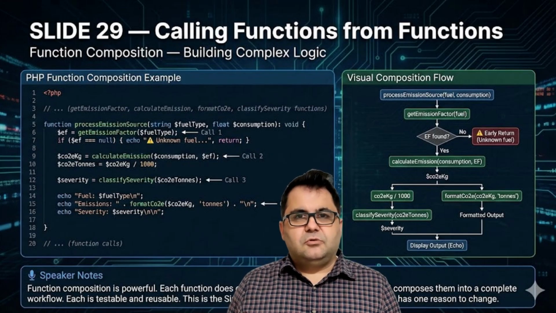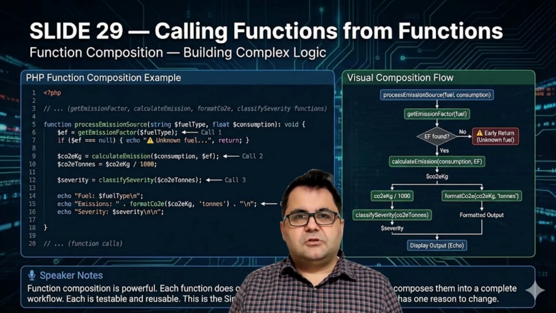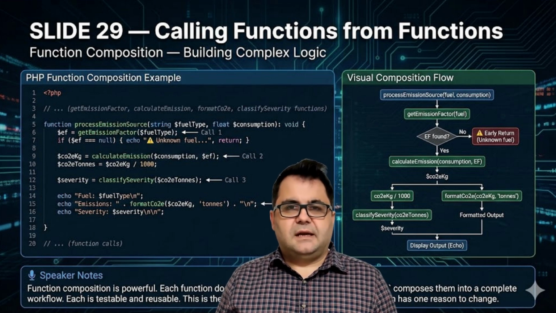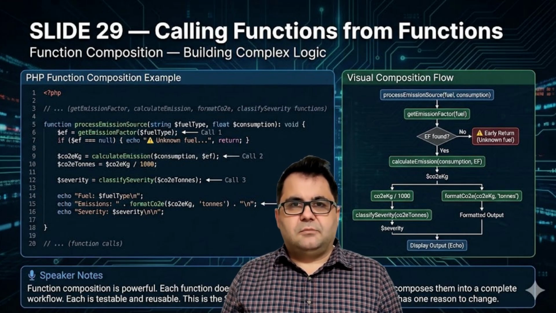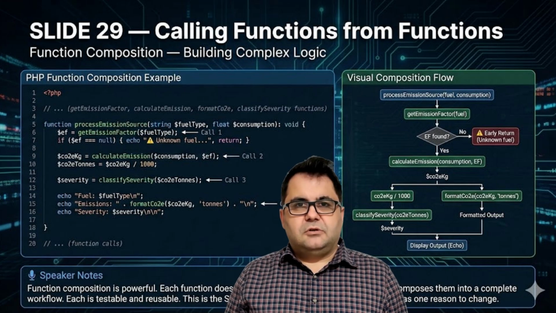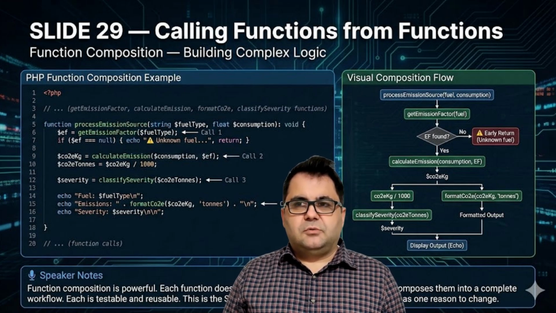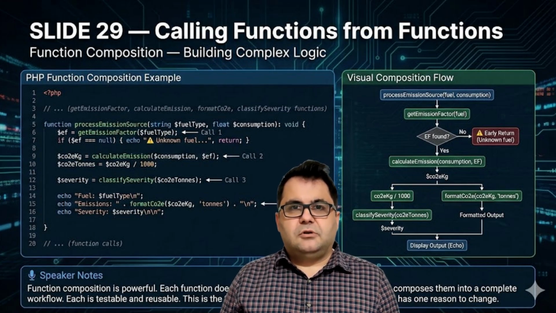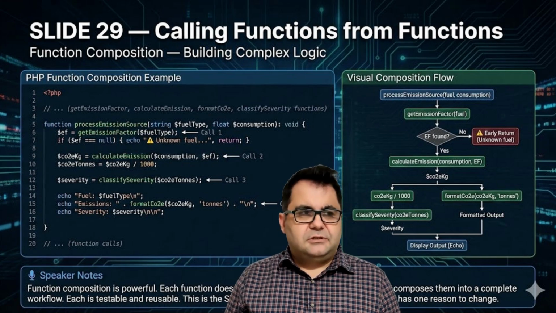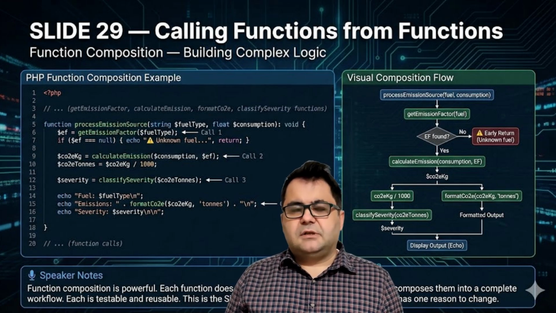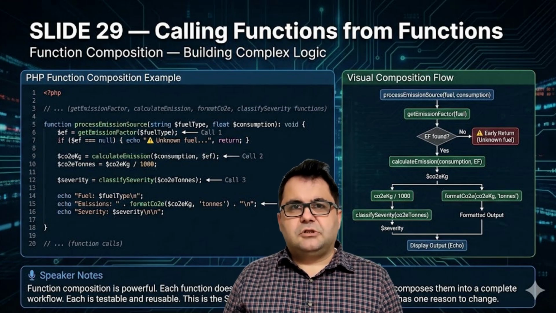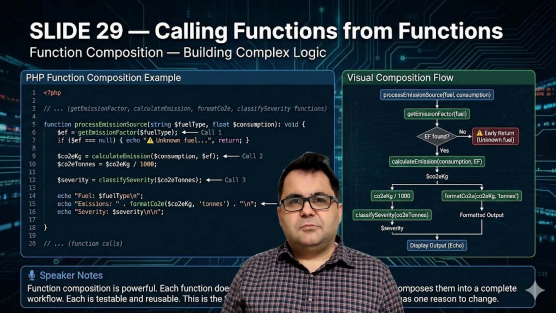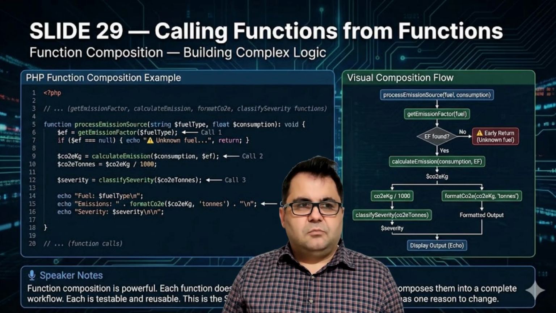This is where functions become truly powerful: composition. Each function does one thing well. getEmissionFactor looks up a factor. calculateEmission does the math. formatCO2e formats the output. classifySeverity determines the alert level. Then processEmissionSource composes all four into a complete workflow. If the emission factor lookup fails, it returns early. Otherwise, it calculates, formats, classifies, and displays. Each function can be tested independently, reused in different contexts, and modified without affecting the others. This is the single responsibility principle. Each function has one job, one reason to change.